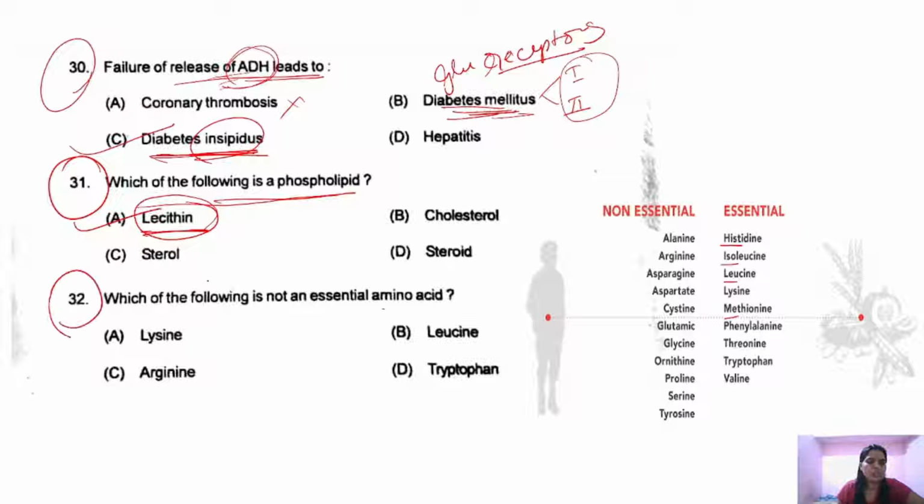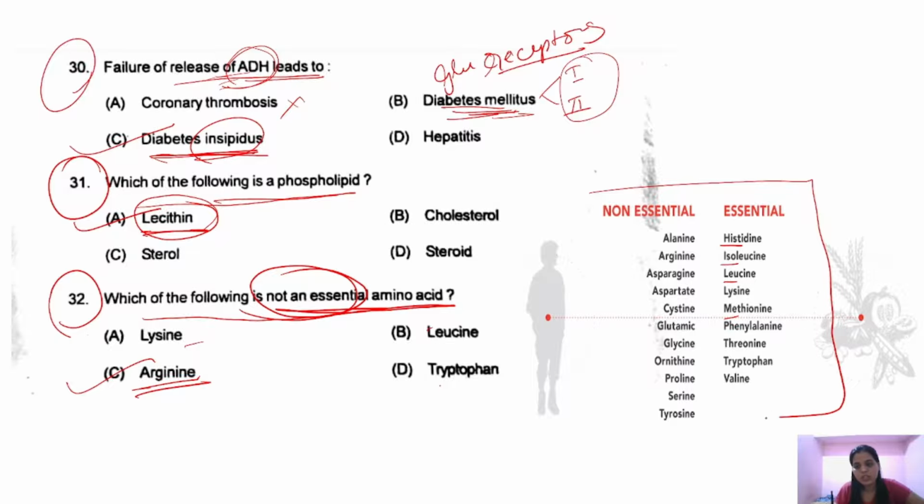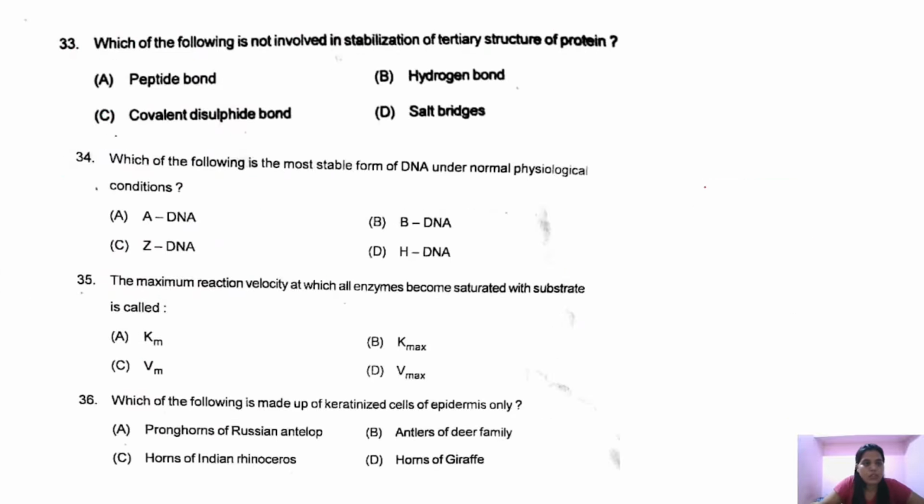Next, question number 32. Which of the following is not an essential amino acid? It is asking about non-essential amino acids. So options are lysine, leucine, tryptophan, arginine. Right answer for this will be arginine. If you wish, you can take a screenshot over here and remember the names of the essential and non-essential amino acids. Next question. Question number 33.